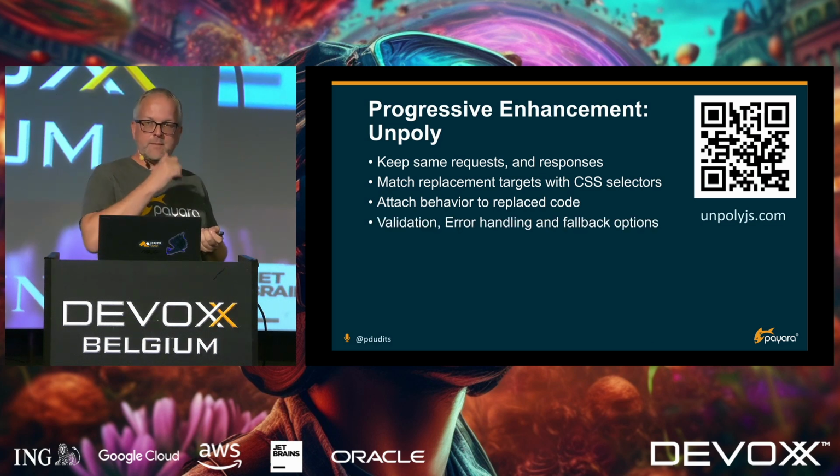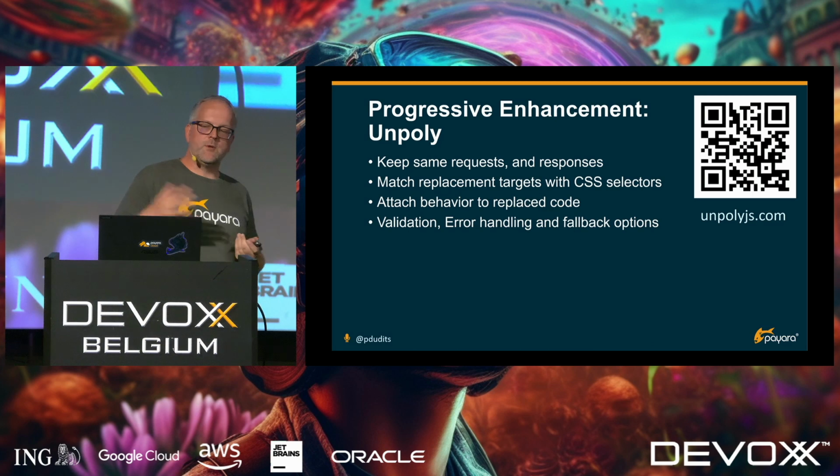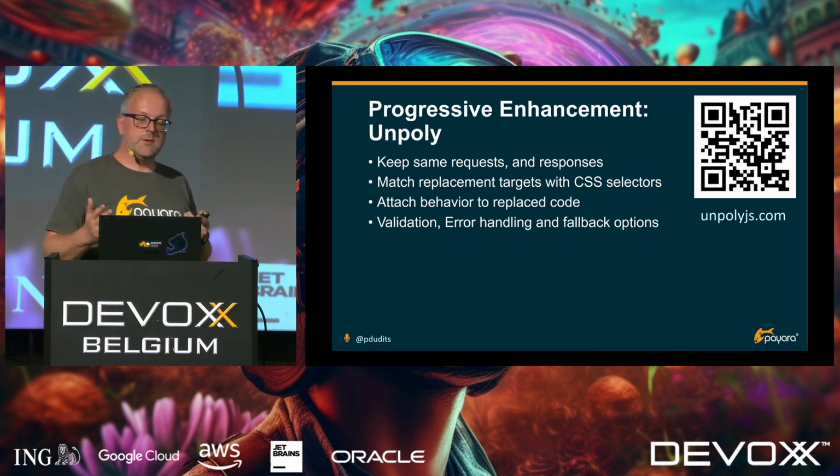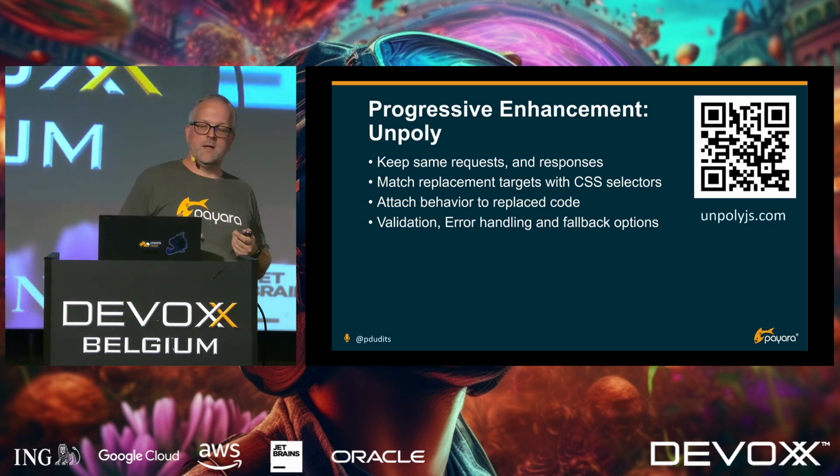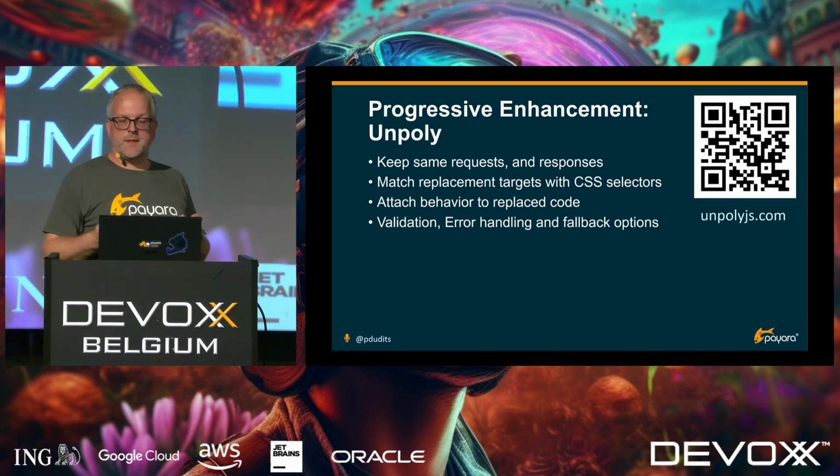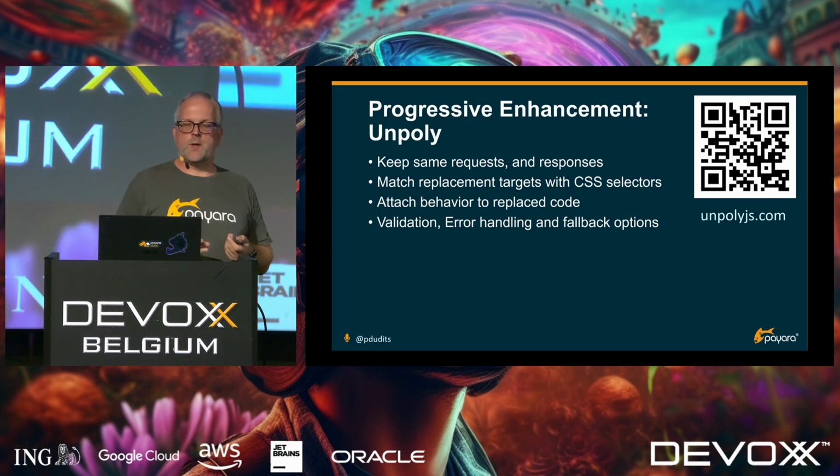And it also has a general framework of handling when things go wrong. So if you respond with a non-200 response, the behavior will be different. If the replacement cannot be made, there will be another fallback option.